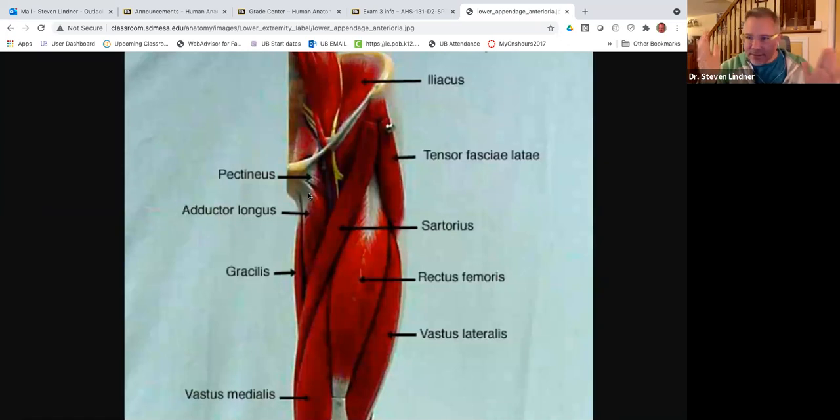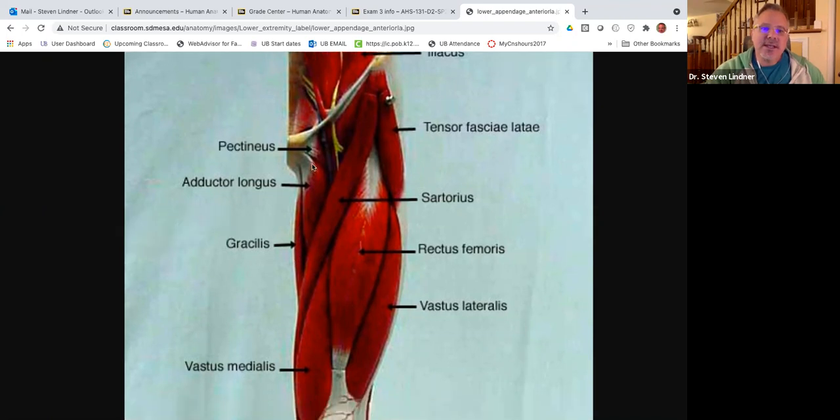And again, Lindner's rule, if the muscle is on the front, it moves the limb to the front. If it's on the outside, it moves the limb to the outside. And if it's on the inside, it moves the limb to the inside. So now you just have to know, well, what is it called when it moves that limb to midline? Well, that's called adduction.